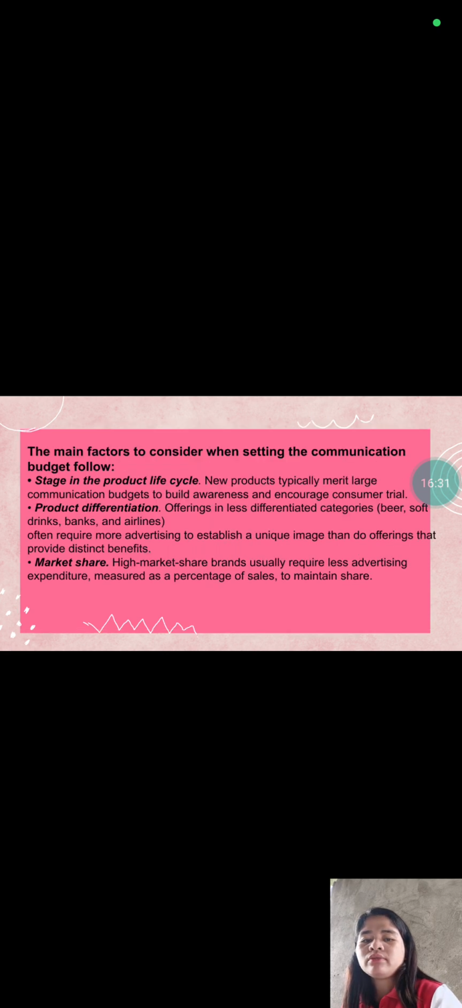So here are the main factors to consider when setting the communication budget. First is the stage in the product life cycle. New products typically merit large communication budgets to build awareness and encourage consumer trial. Next is product differentiation. Offerings in less differentiated categories, for example, beer, soft drinks, banks, and airlines, often require more advertising to establish a unique image than do offerings that provide distinct benefits.